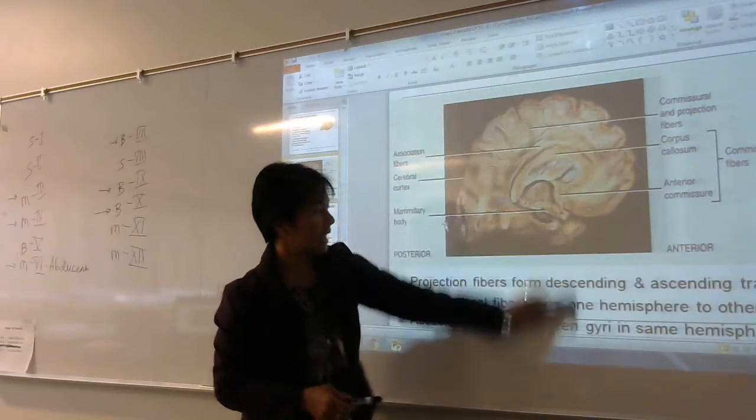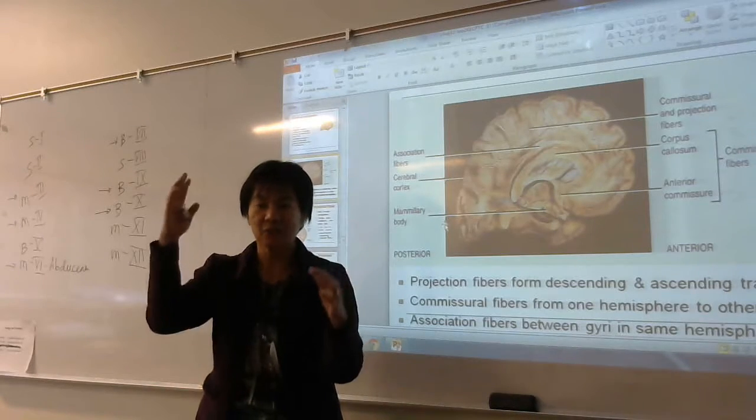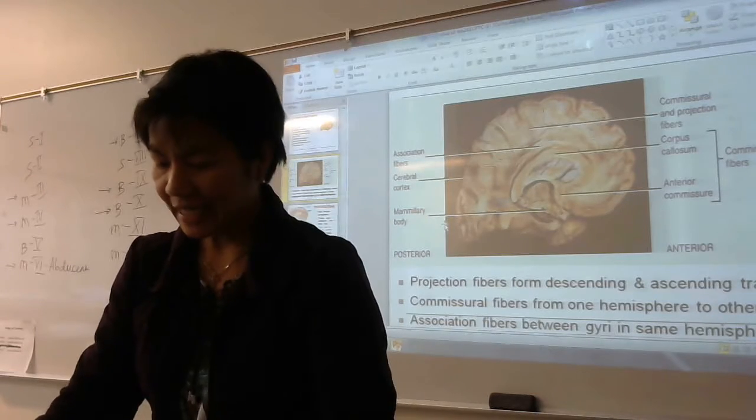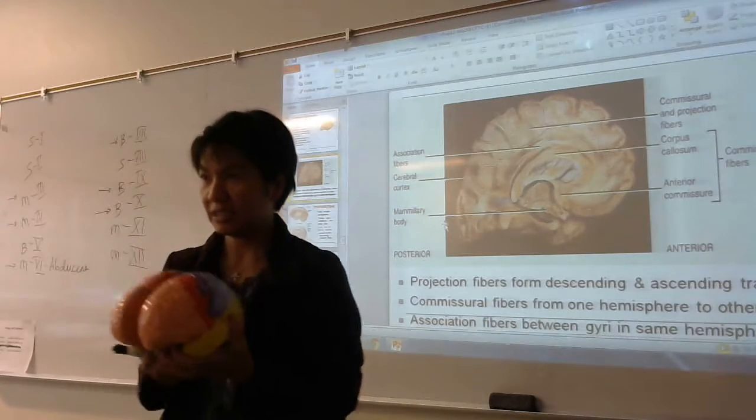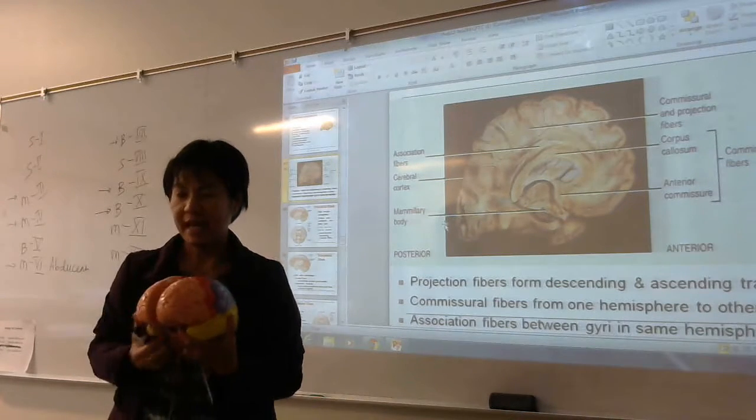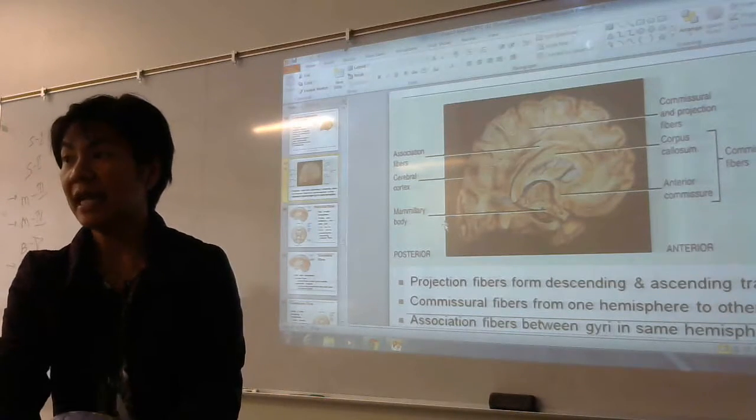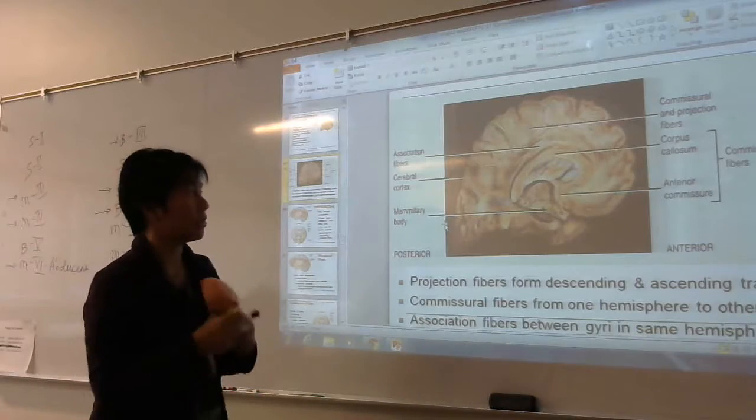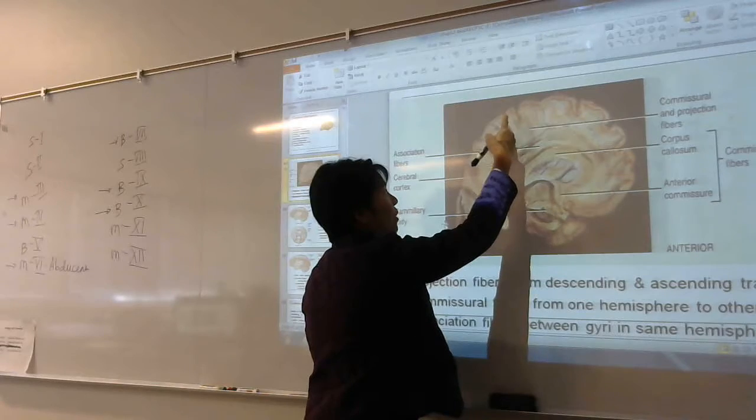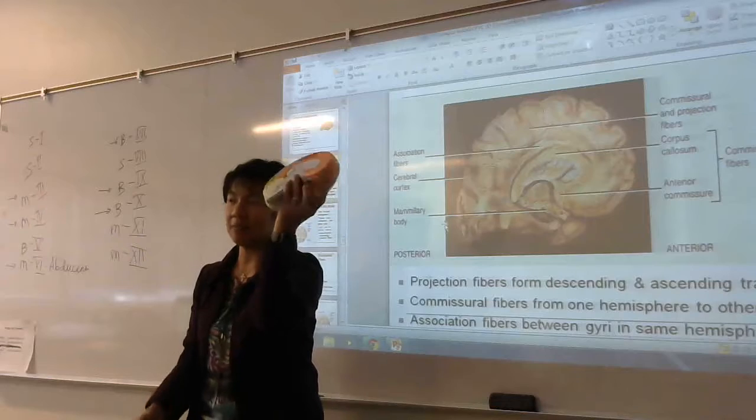Commissural, for me, I try to communicate. It lets the right and left communicate with each other. So that's the one that connects the right with the left. You understand? Commissural, communicate between the right and the left. And then finally, the association. You know the homeowners association, right? It's just only among the homeowners. So that's the association. One gyrus communicates with the next, with the next, with the next, within the same hemisphere.